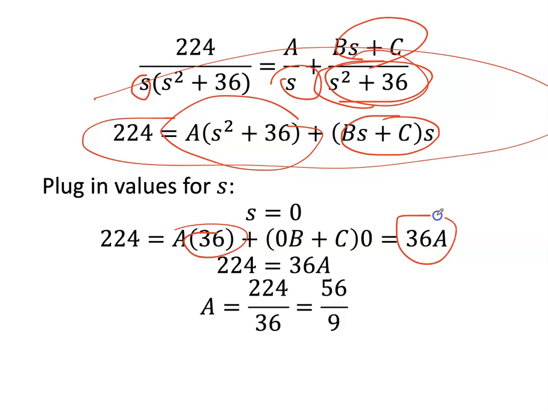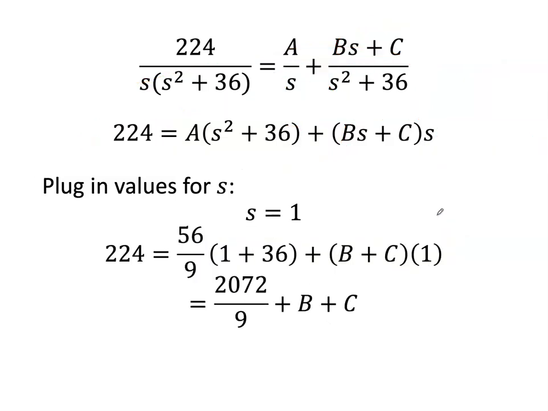So we just end up with 36A. In other words, 224 equals 36A. So A is 224 over 36, in other words, 56 over 9.